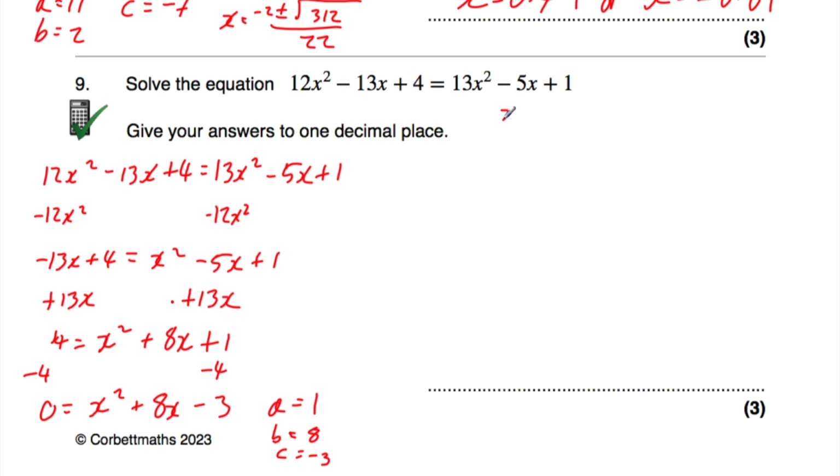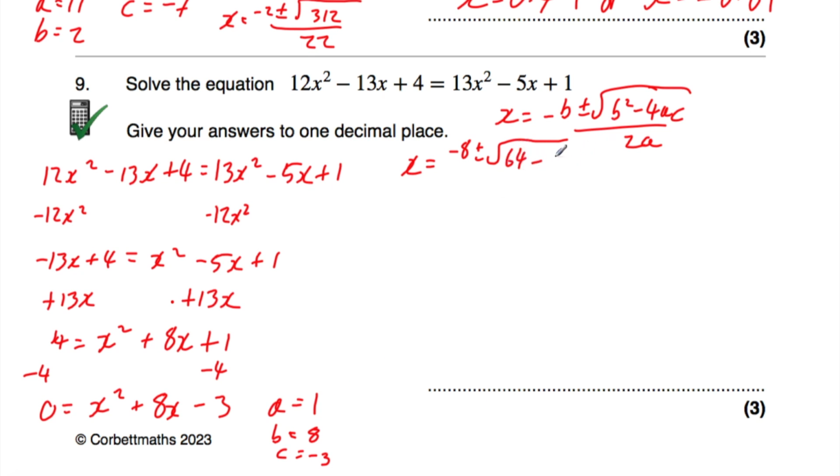So the quadratic formula is x is equal to negative b plus or minus the square root of b squared minus 4ac all divided by 2a. So let's substitute in those values. So we've got x is equal to negative b, so it's going to be minus 8 plus or minus the square root of. We've then got b squared, so it's going to be 8 squared, and 8 squared is 64. Subtract 4ac, and in a bracket we've got 4 times a, which is 1, times c, which is negative 3. And that's all divided by 2a.